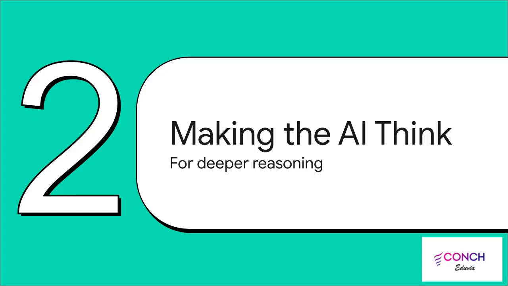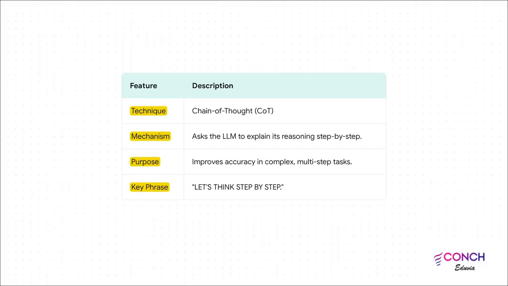Now we get to the really fun part, the tools that make the AI actually think. We're not just trying to get a quick answer anymore. We're trying to unlock its ability to reason its way through a problem. And this is an absolute game changer. It's called chain of thought prompting. The idea is so simple, it's brilliant.